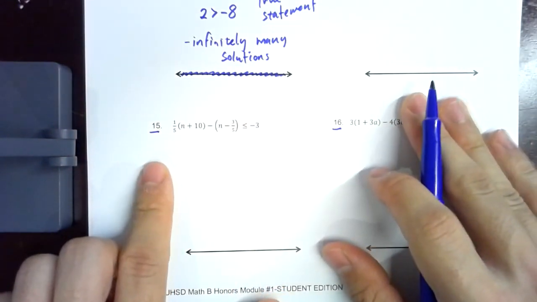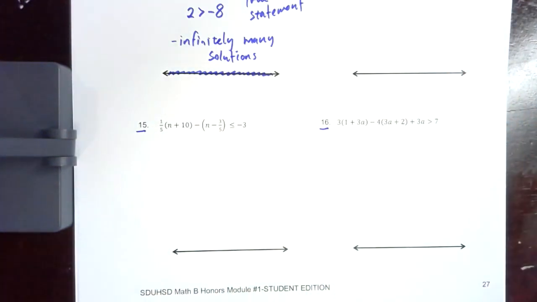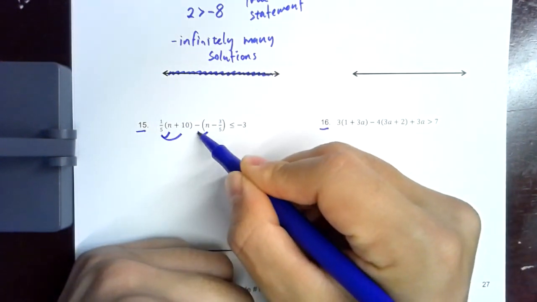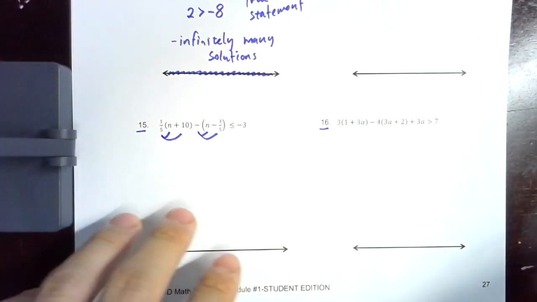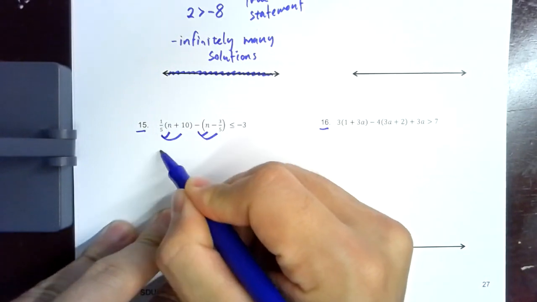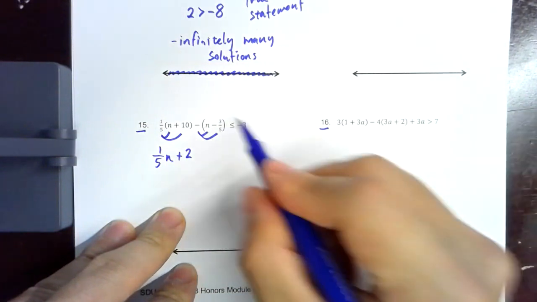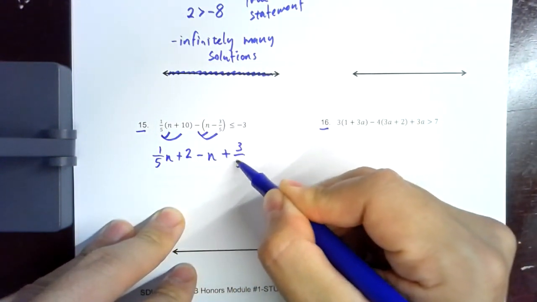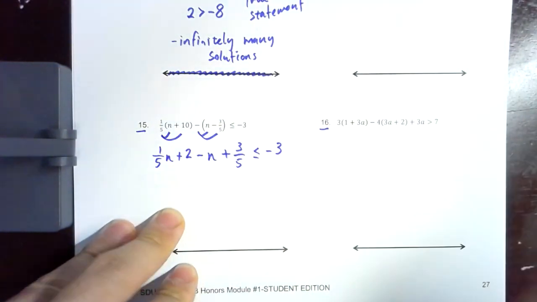Let's try number 15. And again, it looks intimidating. There's fractions everywhere, but I'm not going to be intimidated. I'm just going to follow what I know, which is probably distribute as your first step. Don't forget that you have to distribute the negative. And then just see if you can clear some fractions somehow, right? So I get 1/5 n plus 2, right? 1/5 times 10 is 2. And then you get a negative n with a positive 3/5 because of the negative outside. So this is less than or equal to negative 3.